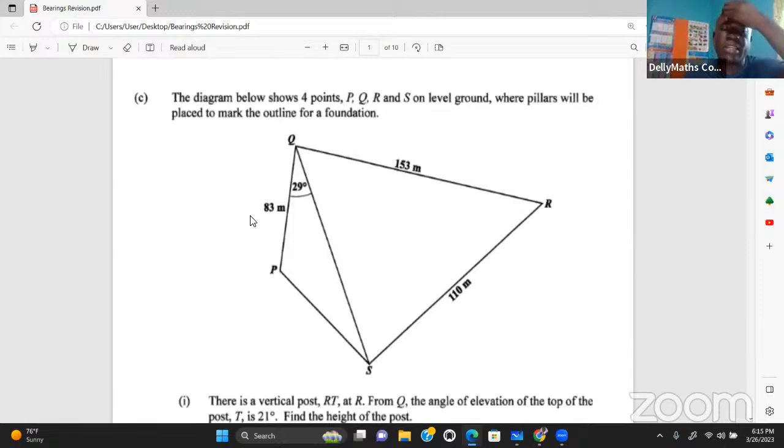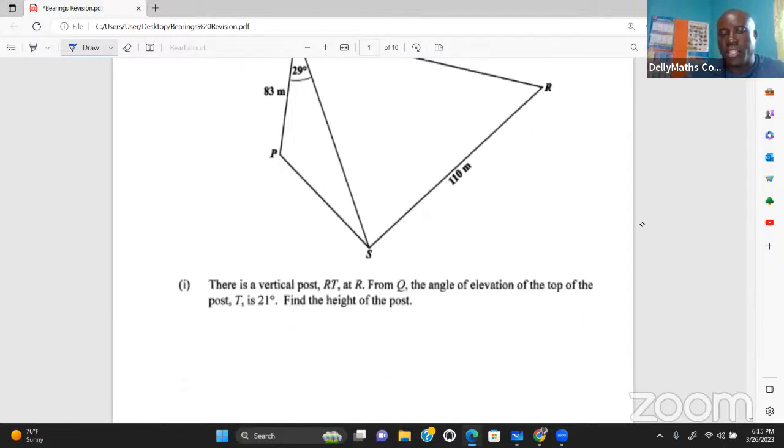What you want to do is read to make sure that you have all the information to go. Very importantly, you're told that you're on level ground. So the diagram shows 4 points, P, Q, R, and S, and these are on level ground. It doesn't matter if it doesn't look level, because they're trying to represent it on this flat surface. So we have some pillars P, Q, R, and S, and there is a vertical post RT. From R going up to T, there's a vertical post.